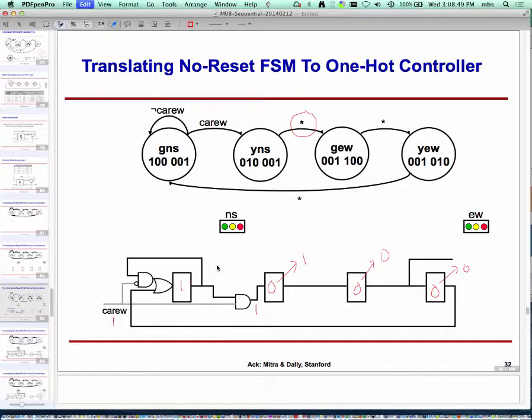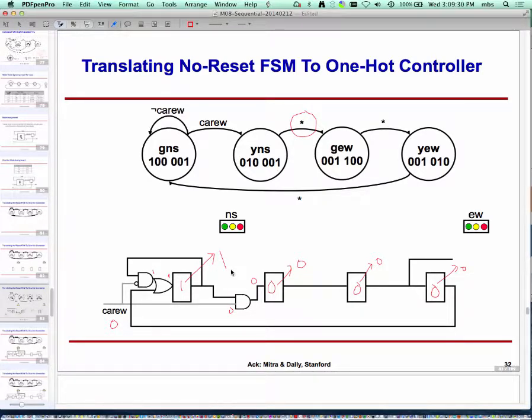And again, going back, let's try when car east-west is 0. If car east-west is 0, then we want to stay put in GNS. So that logic will follow also, because this AND gate is seeing a 0 at the input. So it will have a 0 out here. So this 0 will remain 0. This 0 remains 0. This 0 remains 0. And then finally this guy. I have a 0 out here. There's a 1 out here. So this AND gate will output a 1. And therefore the OR gate will output a 1. And therefore this 1 will remain 1.